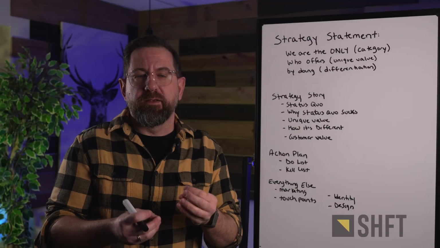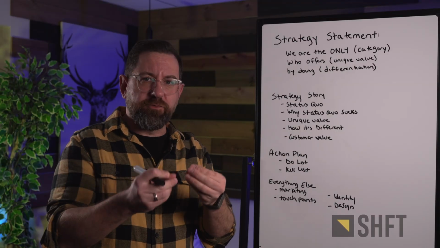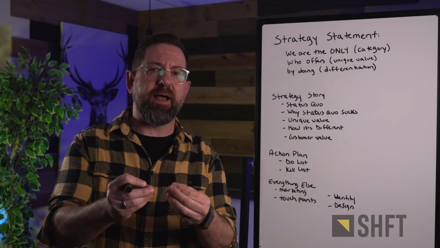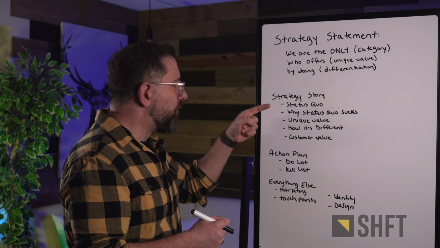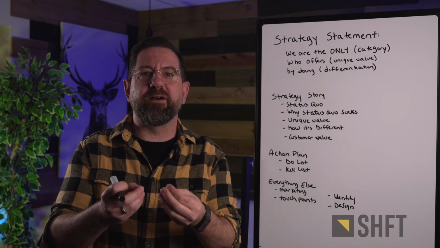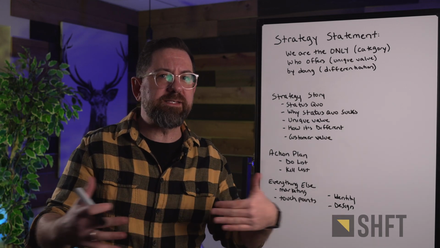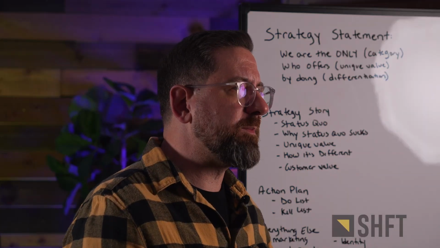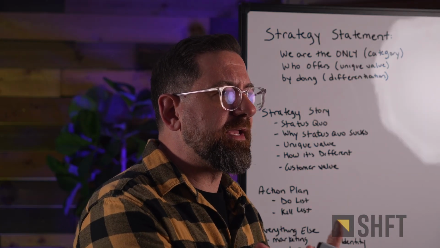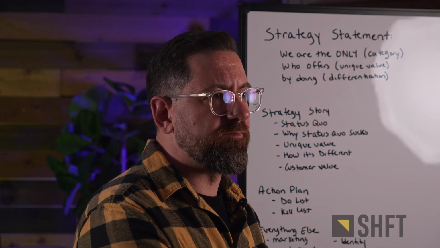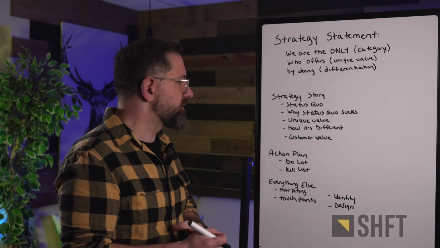Now, when you go to craft your strategy story, there's multiple elements that you need to include. One is a statement of the status quo. What is the industry like now? What do most people expect? What are they thinking? And what's the basic requirements of doing business in your industry?